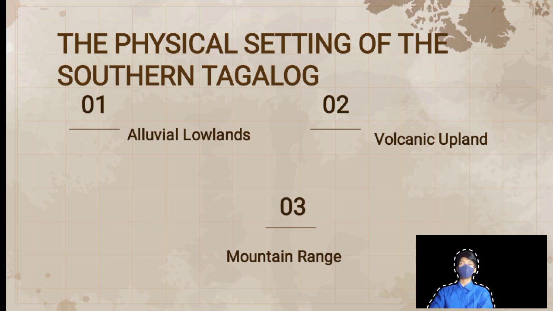And lastly, number 3, mountain range. A mountain range is a group or chain of mountains that are close together, usually forming a continuous line. It can also refer to a series of hills or other landforms of a similar nature.